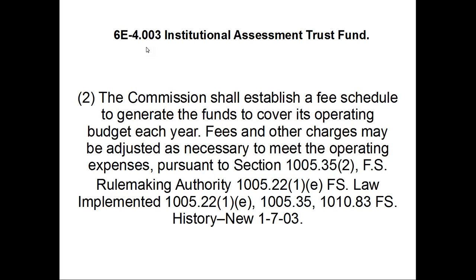The Commission shall establish a fee schedule to generate funds to cover the operating budget of each year. Fees or charges may be adjusted as necessary to meet the operating expenses pursuant to Section 1005.35, Florida State Statutes. Rulemaking authority: 1005.22(1)(e). Law implemented: 1005.22(1)(e), 1005.35, 1010.83. History: new January 7th, 2003.